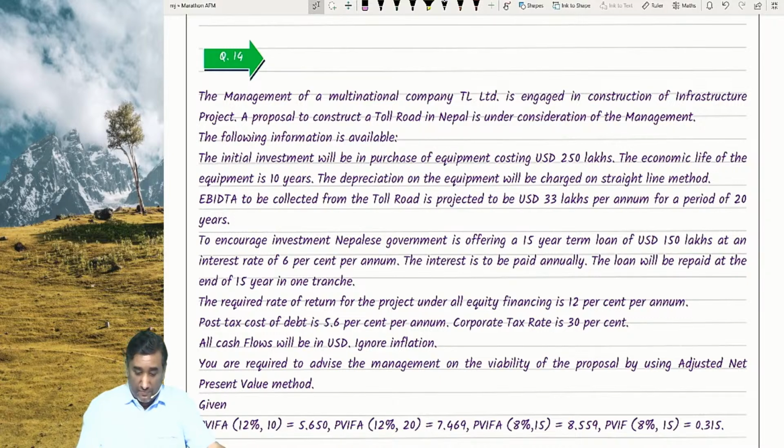The management of a multinational company TL Limited. Could you read it out once? I'll show you so that I can read out the working also once. 14th question.